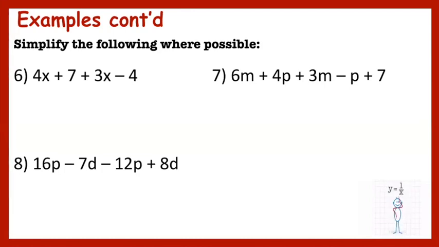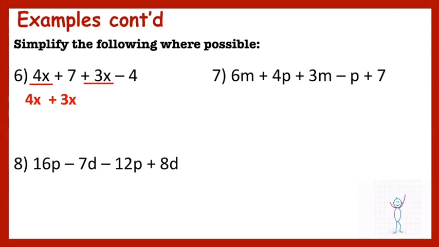So first thing you do, you're going to collect all the like terms. Our first like terms are 4x and 3x. Remember, when you're collecting like terms through addition and subtraction, the term takes the sign that's in front of it. So we're going to have 4x plus 3x. The term always moves with the sign in front of it, so please bear that in mind. So we brought down plus 3x, and we finished with the x's.